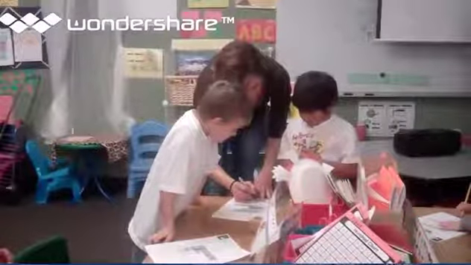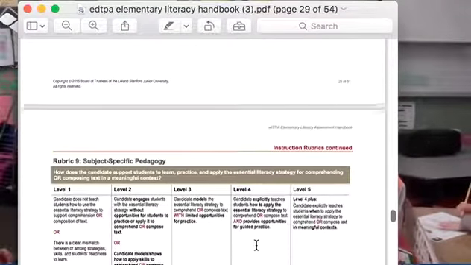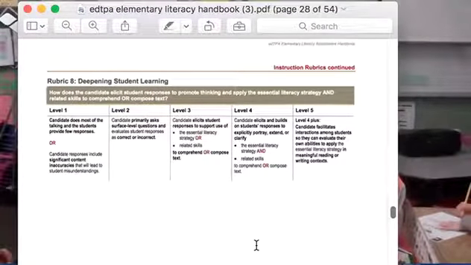If we try to think about rating this in terms of the rubrics, let me make this a little bit bigger.